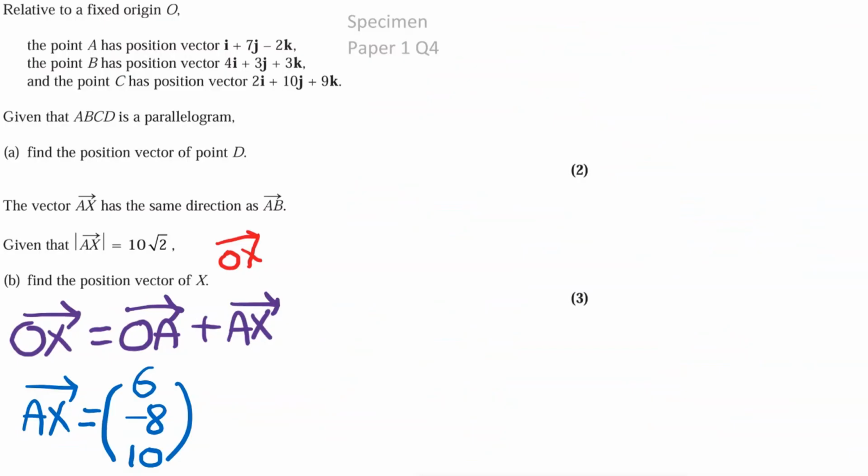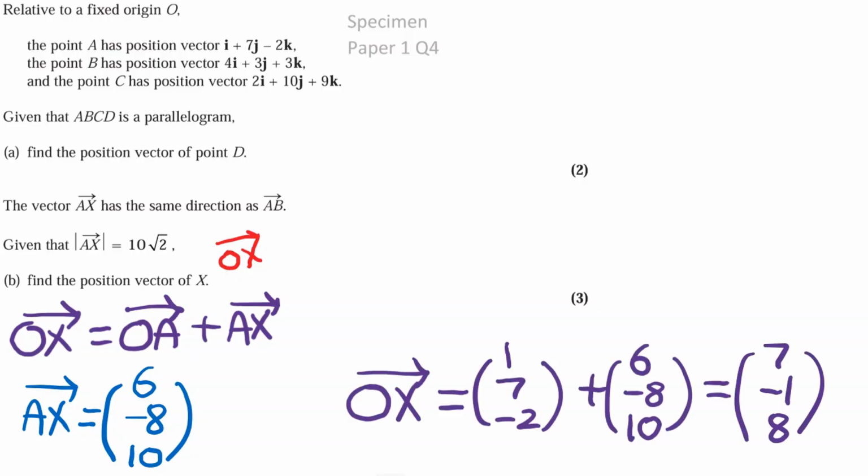So therefore what we can do now is just plug in the values of OA and AX. We know OA is this vector up here, and we figured out AX. Therefore OX, if you sub these vectors in, again I do it in column format to make the vector addition easier, is going to be this (1, 7, -2), which is OA, plus this AX, (6, -8, 10). Remember, when you add vectors, you consider the rows individually. 1 plus 6 is 7, 7 plus -8 is -1, and -2 plus 10 is 8. So therefore OX, the position vector of X, is equal to (7, -1, 8).